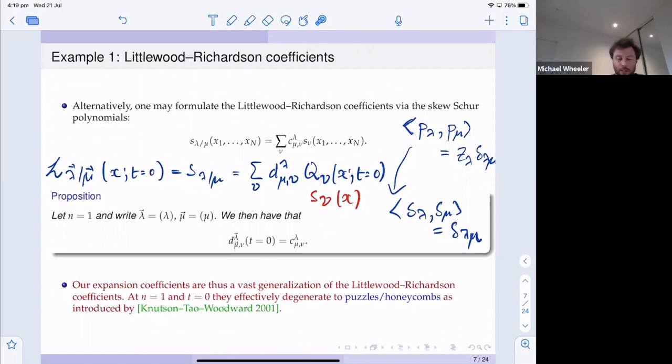And I believe that there is a mapping that one can do to make this statement precise, although as of yet I have not done it. So anyhow, basically it's a generalization to generic n and also generic t of this result. Okay.